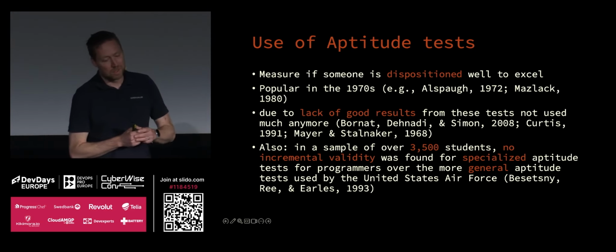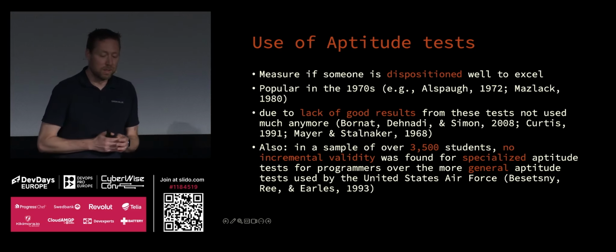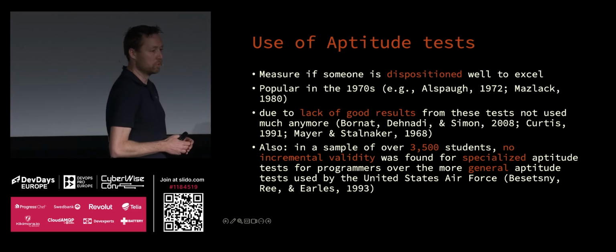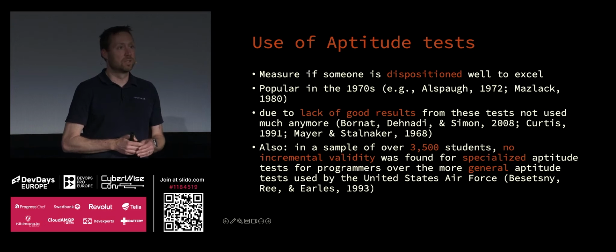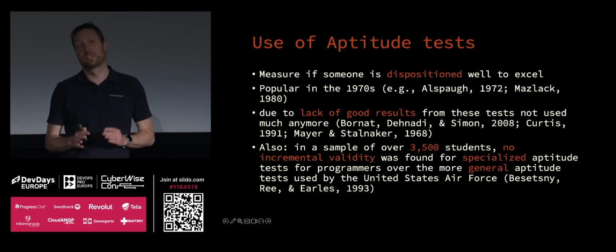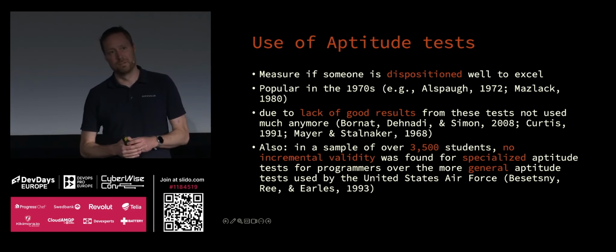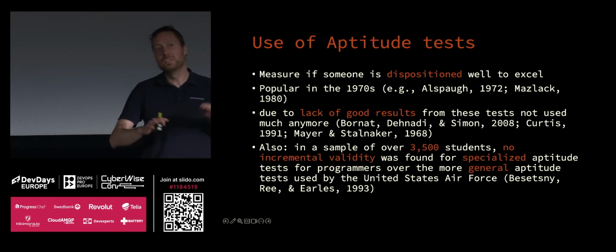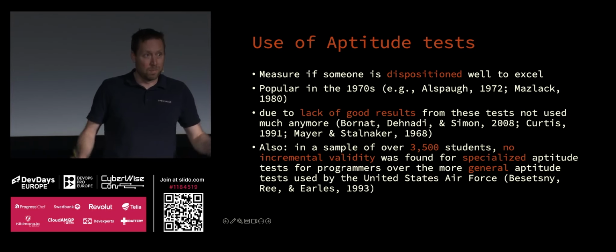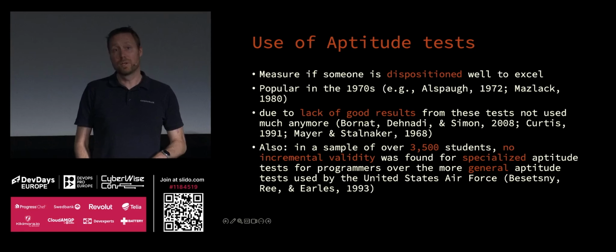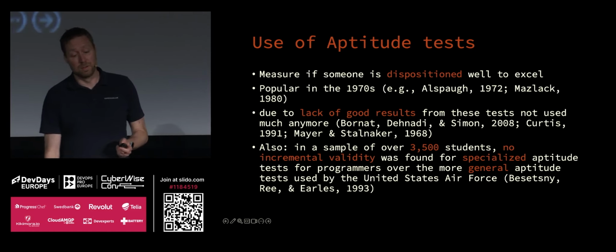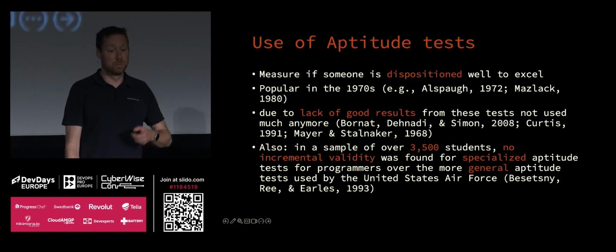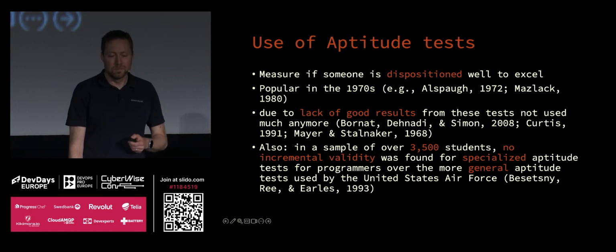There's an interesting study done in the 90s where a group of students was asked to do either the general aptitude test for the United States Air Force or a specialized test that should be really good at selecting developers. And it turned out that both these tests worked equally well and that the predictive value of those tests was almost zero. So better think again if you want to use an aptitude test in your selection process or if you want to measure developer productivity and so on.